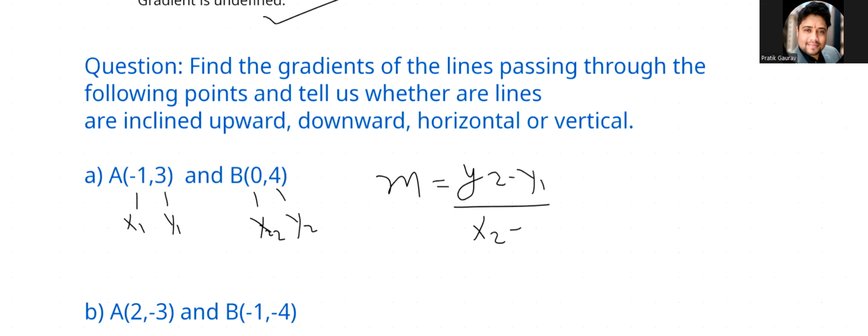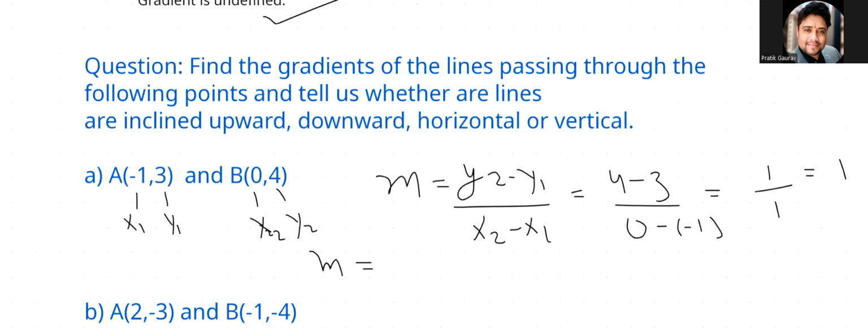So what are you going to get? y2 is 4, 4 minus 3. Then x2 is 0, minus 1. So 4 minus 3 is equal to 1, and 0 minus 1 is equal to minus 1, so minus 1 minus minus 1... that is, 0 plus 1 equals 1. So you get 1. This is positive, where m is positive. It means it is inclined upward.